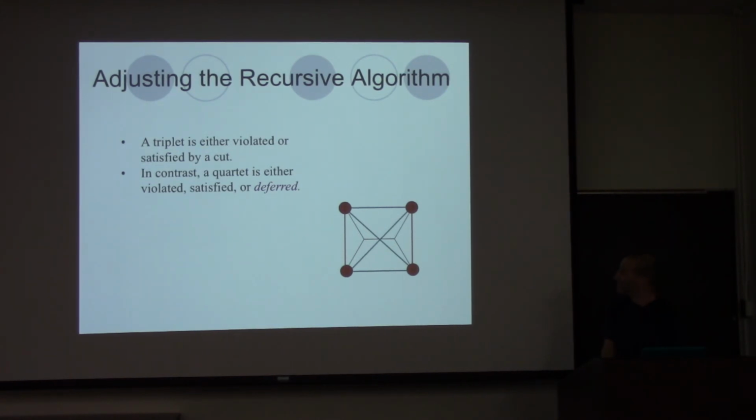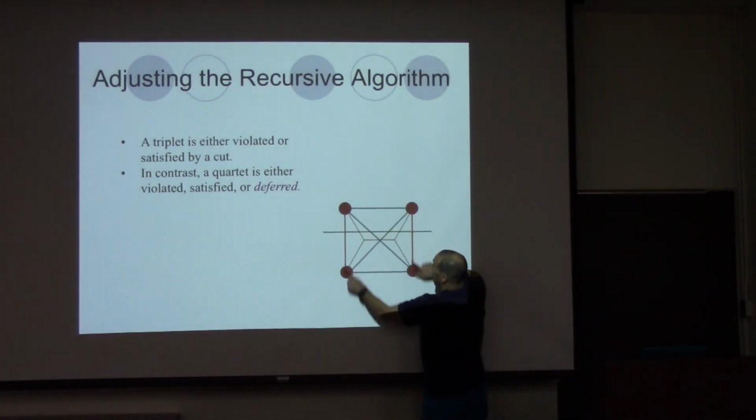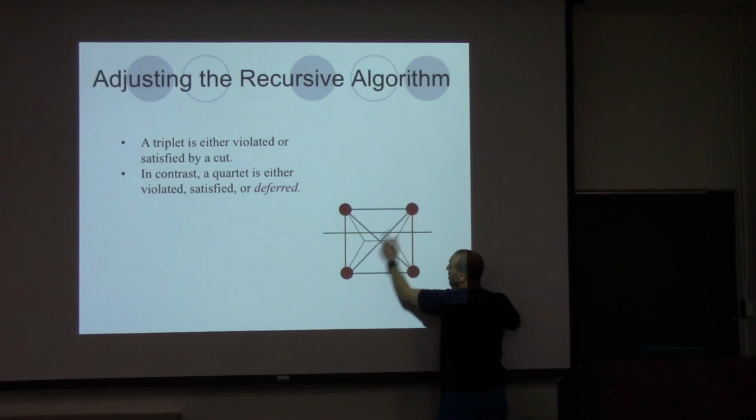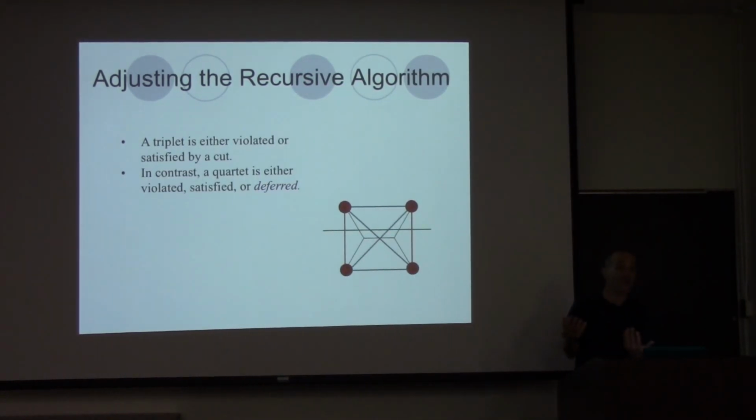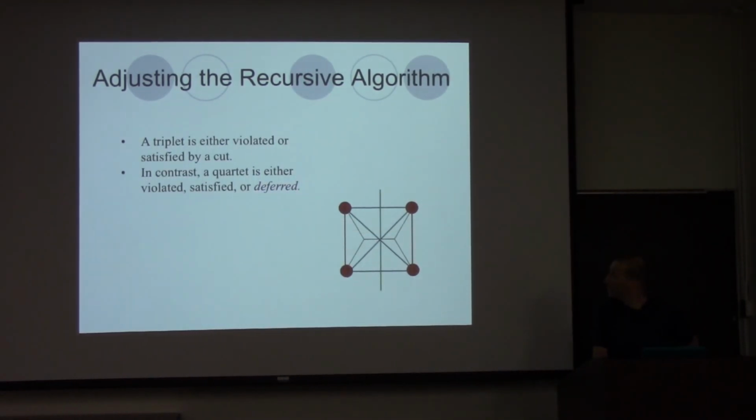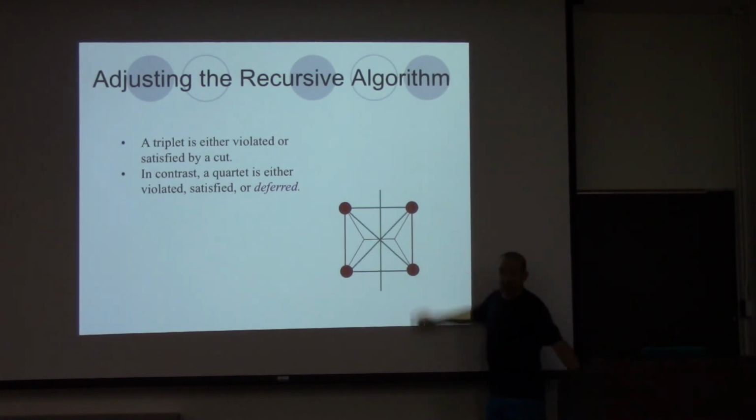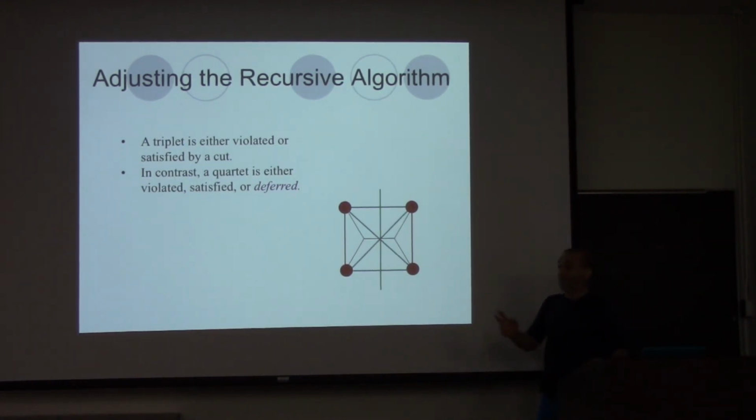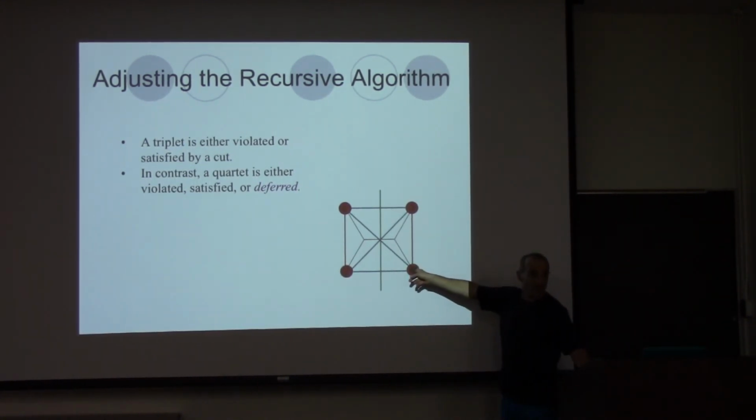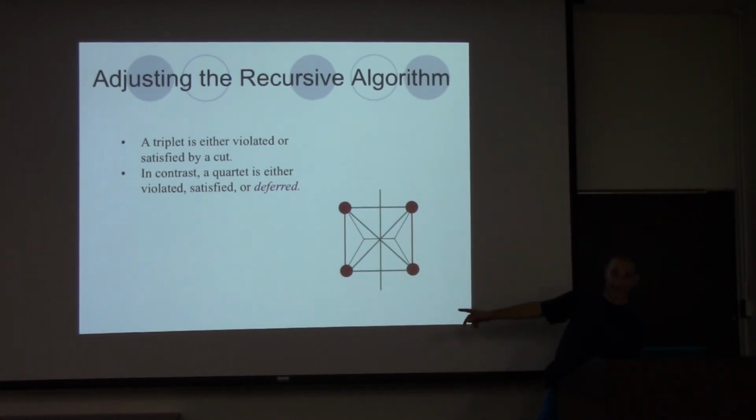A cut in the graph can violate that triplet. A cut that separates 1 and 3 from 2 and 4 violates the quartet. Separating 1 and 2 from 3 and 4 satisfies the quartet. Okay, you see that?